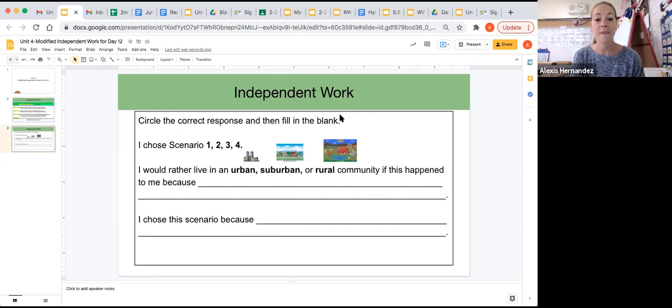So again, this scaffold helps support students that are in second grade in Unit 4, Day 12. It will help them be more successful in completing their independent work for that day.